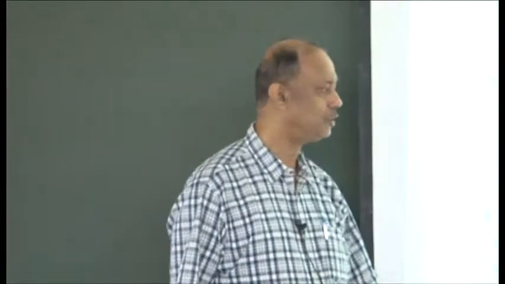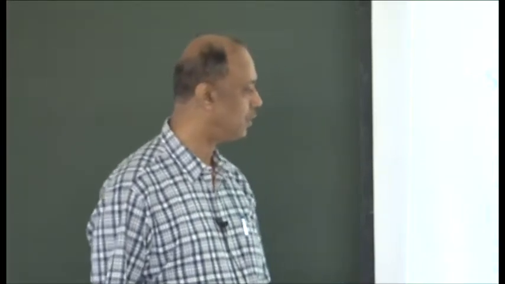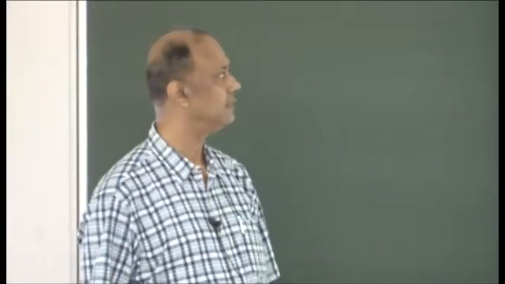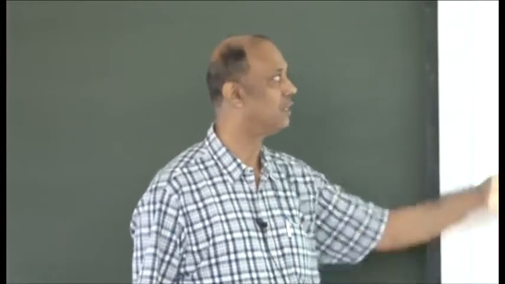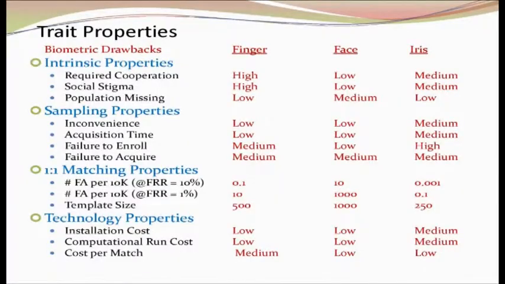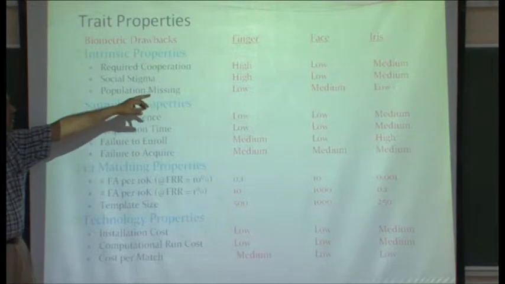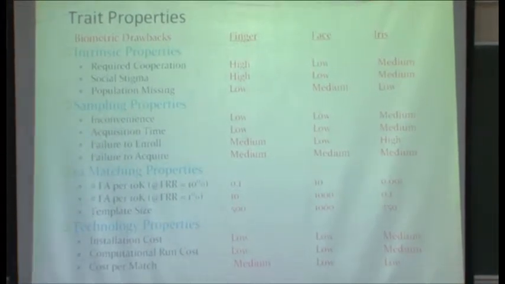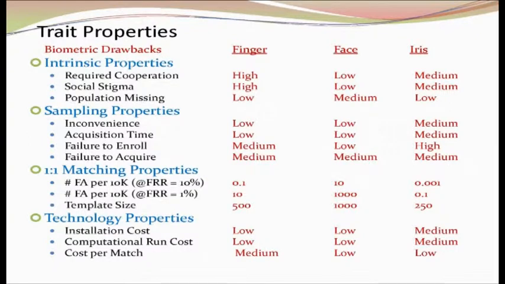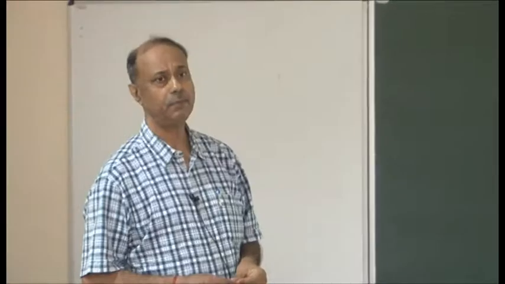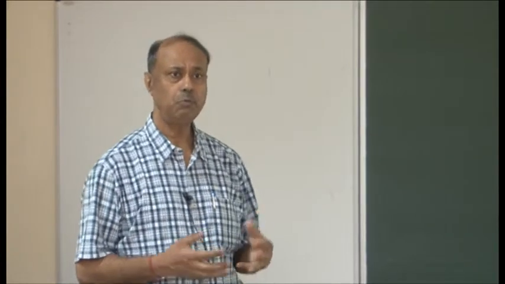Technology properties: installation cost is what you have to see, then computational run cost and cost per match. These are the parameters we consider for both. Now, with respect to the traits, corresponding to the traits we obtain these drawbacks, and for finger, face and iris we have obtained these values. For both cases, for the requirement-wise issues I have noted down, and for the biometric characteristics we have also noted down the drawbacks and put these values. Now, which biometrics will be suitable?